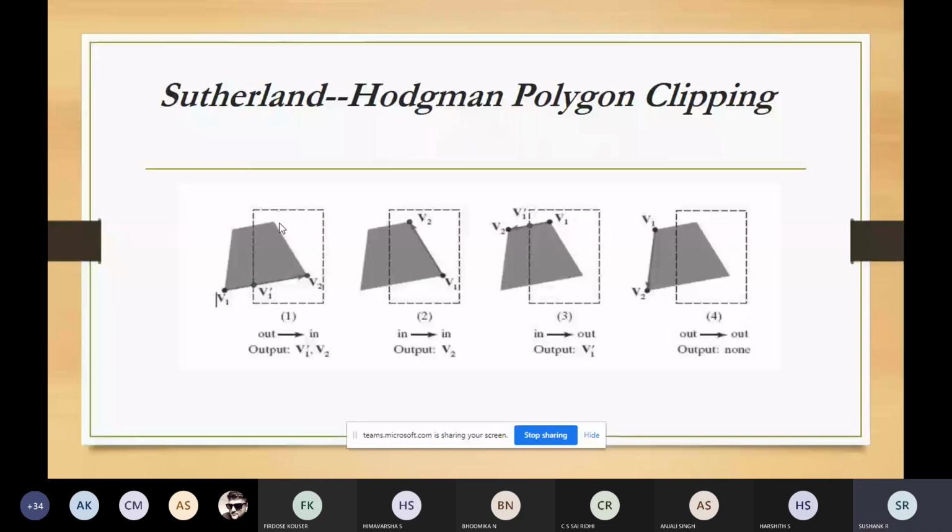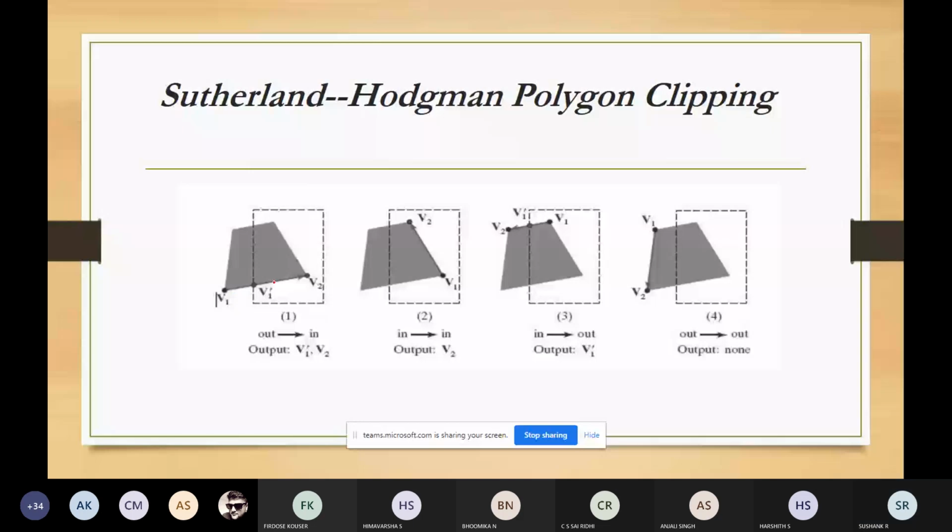So here also four scenarios will come. What are those scenarios? See, the first scenario is, this is a clipping boundary. One part of the edge is outside the clipping boundary, and the other part of the edge is inside the clipping boundary. So this is one scenario.